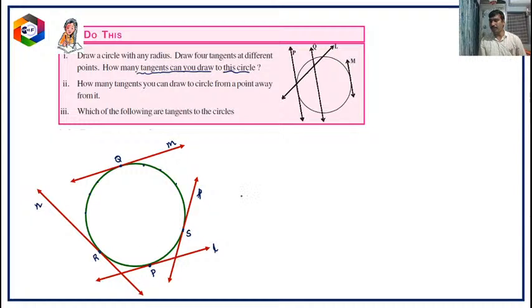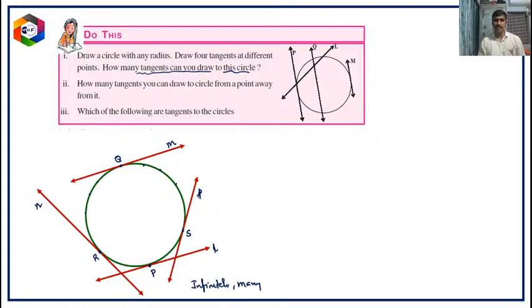Then likewise, how many tangents can we draw? No doubt at all. Therefore, infinitely many tangents can be drawn. So on the circle at any point, how many tangents you can draw means we can draw infinitely many. Yes, well done. Now let us read the second question.